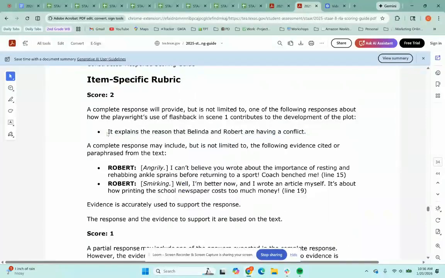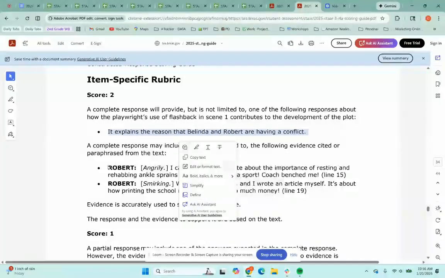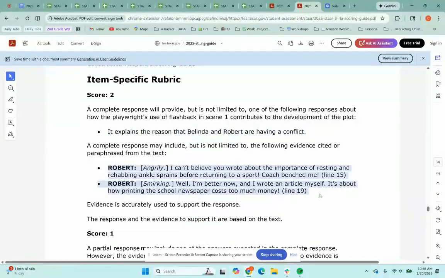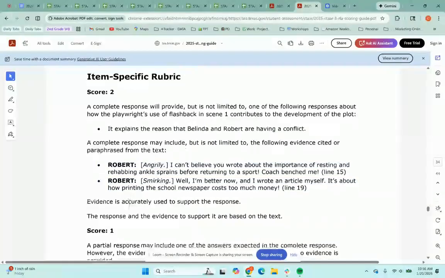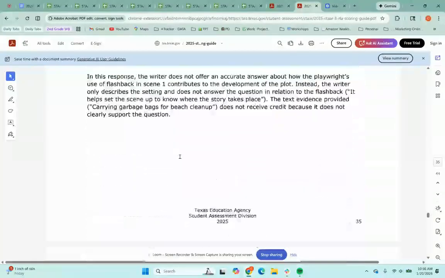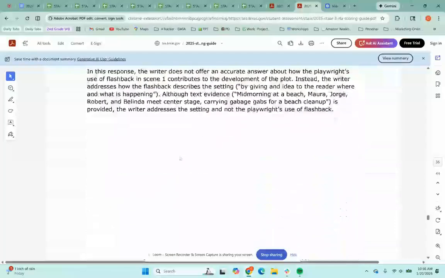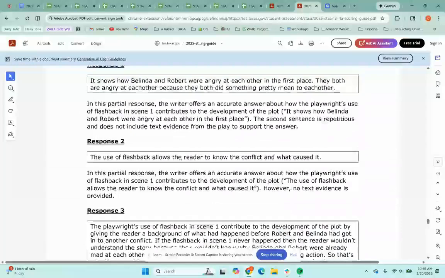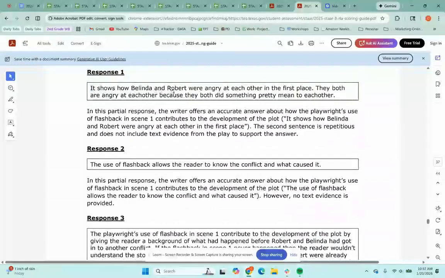Okay, so the answer is the flashback in scene 1 explains the reason Belinda and Robert are having a conflict. These are the possible answers for the text evidence. Okay, so for this one, these all got zeros. And if you scroll down, let's look at what got a 1. Okay, so this one, it does answer the question. It says it shows how Belinda and Robert were angry at each other in the first place.